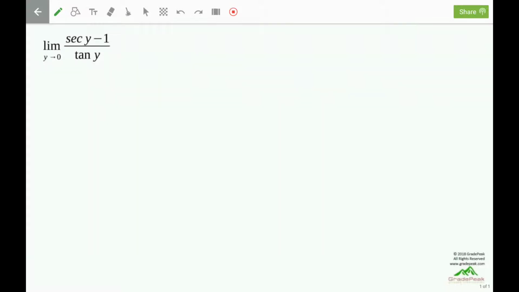Limit as y goes to 0, secant of y minus 1 over the tangent of y. The first thing we're going to do is try plugging a 0 in for each of the y's. That'll give us secant of 0 minus 1 over the tangent of 0. The secant of 0 is 1 over the cosine of 0, which is a 1. 1 over 1 is a 1.